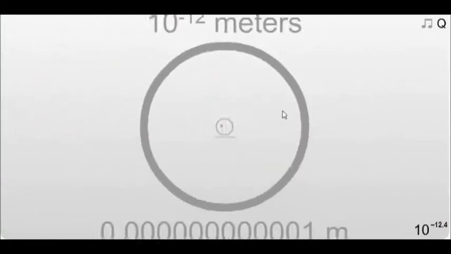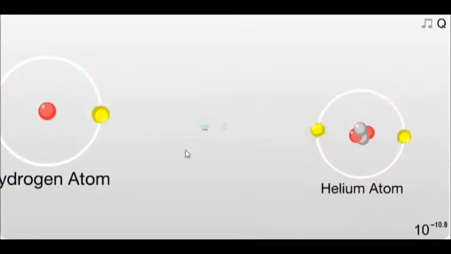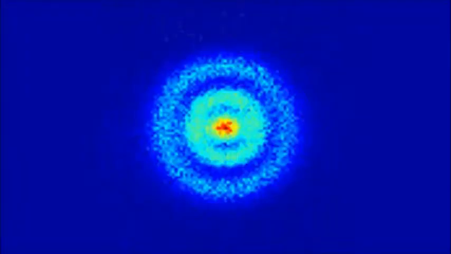So I'll zoom back out. And we'll just look at these atoms. So let's look at the helium, for example. It's got this center here, the protons and the neutrons bound together, and then these electrons kind of flying around. Okay, so you've seen what a model of an atom looks like.